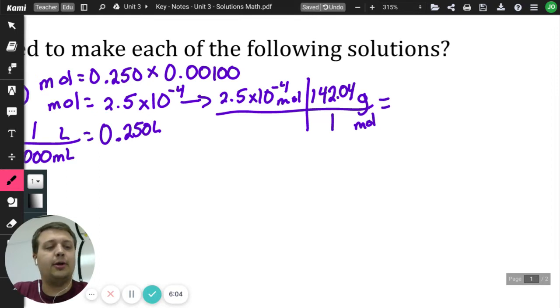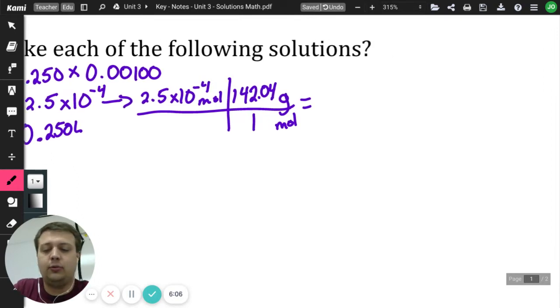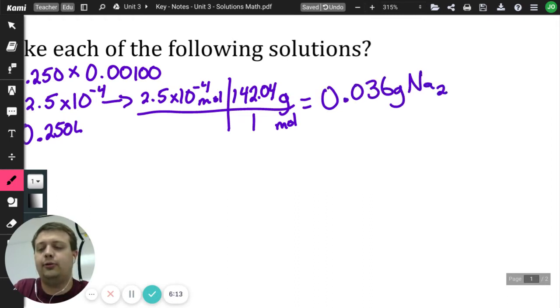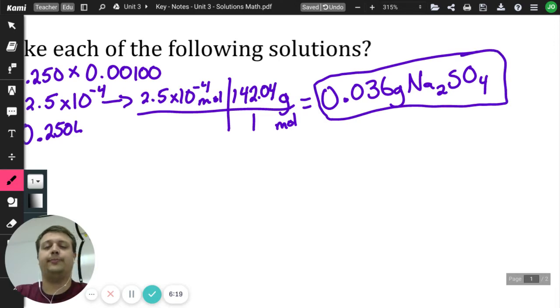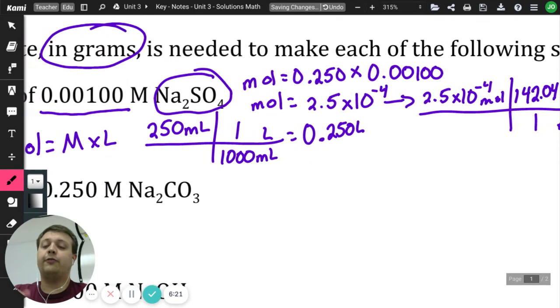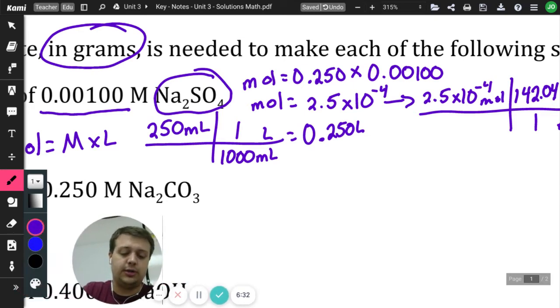I'm going to take that, plug that into my calculator, and I'm going to find I have 0.036 grams of Na2SO4. All right, so then this would end up being my answer. Now for me, I find that confusing because there are a lot of different steps where I've thrown everything in, and so I struggle with that. So instead, I'm going to show you another way that you can do this.